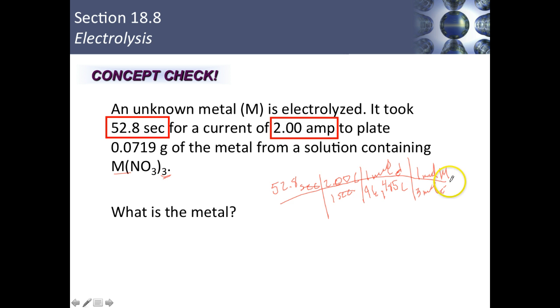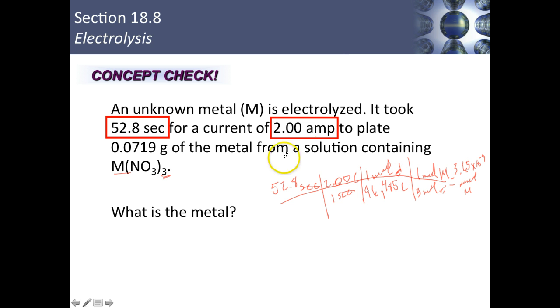And last but not least, that'll give us our moles of M. Taking it, plugging it into my calculator, I got 3.65 times 10 to the negative 4 moles of M. Now, that's giving us how many moles that we actually utilized here.